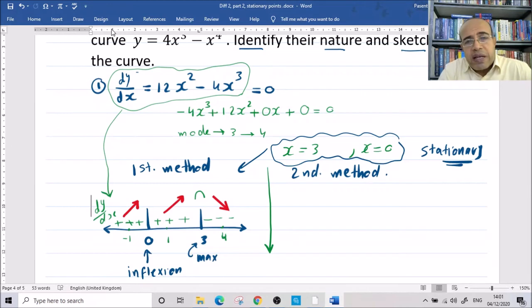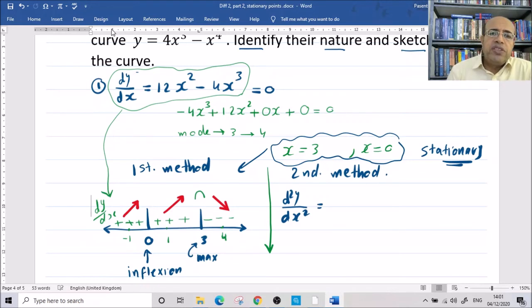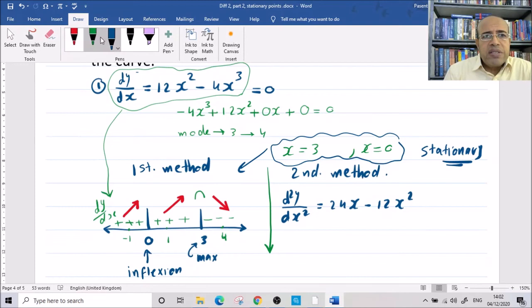What about the second method? In the second method, we don't draw a number line. Again, I repeat, you can choose method number 1 or method number 2. In method number 2, we find d2y by dx2, the second derivative. Differentiate more. 2 times 12, 24x. 3 times 4, 12x squared. We're starting with x equals 0 and x equals 3.